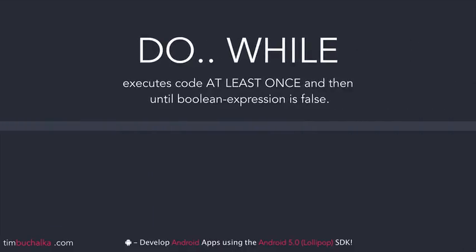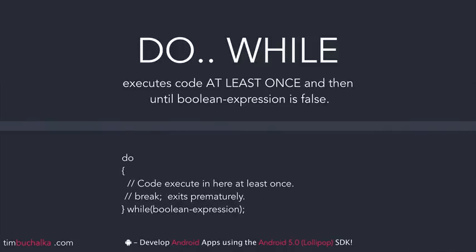Firstly, the do while, unlike the while statement and unlike the for statements, executes code at least once and then until the Boolean expression is false. Now you can see on the screen there the syntax. We start with the word do, then we've got some braces. We've got the code that is executing in the loop, and then at the end we've got the while statement and then a Boolean expression in brackets. And because the while statement is down the bottom of the loop after the loop, therefore the code has to be executed at least once.